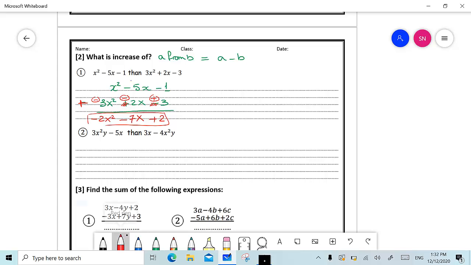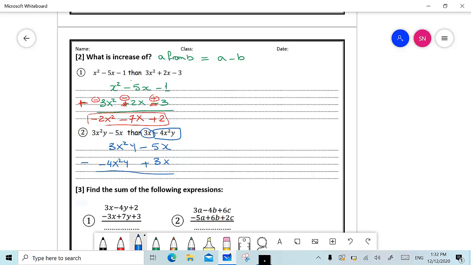So to find here, what is the increase of 3x squared y minus 5x, then 3x minus 4x squared y, I am doing the first expression, which is 3x squared y minus 5x. I'm going to subtract it from the second one, which is 3x minus 4x squared y. Here I have 3x, and it's positive, so I'm going to write here positive 3x. And I have here negative 4x squared y, so I'm going to write here negative 4x squared y.